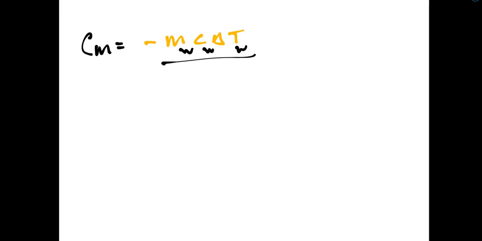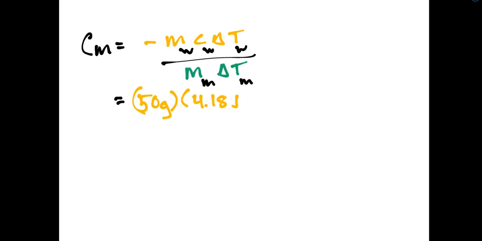What did we say? The specific heat of the metal equals negative MC delta T of the water, and that was over the M and the delta T of the metal. Okay? Now, I may have to bounce back and forth, but let's put our numbers in here, okay? So what do we have? The mass of the water, I believe, was 50 grams. We always know the specific heat of water. You have to memorize that number right there.